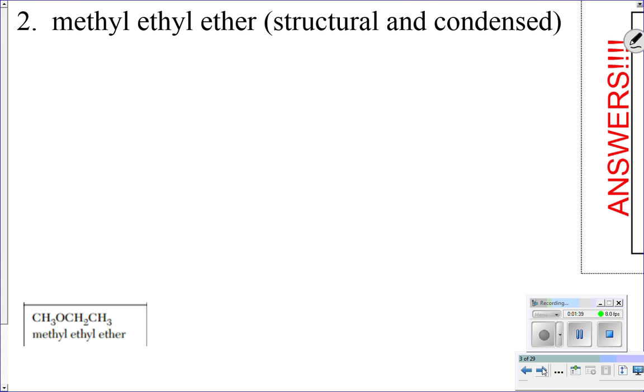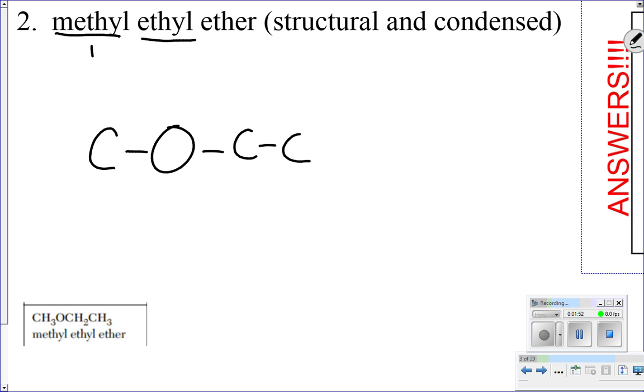Methyl ethyl ether is actually exactly on reference Table R. Because it's an ether, we pop an O in the middle. This first methyl tells me I have a 1 carbon group. This ethyl tells me I have a 2 carbon group. So 1 carbon and 2 carbons, with oxygen set with 2 bonds. Each of these carbons needs 4 bonds: 1, 2, 3, 4.